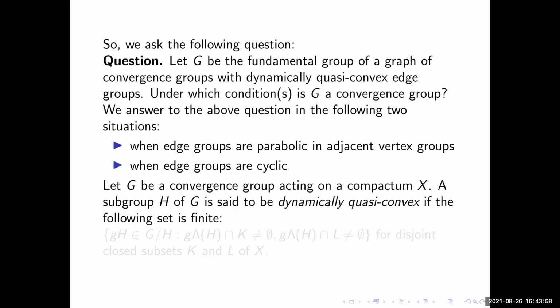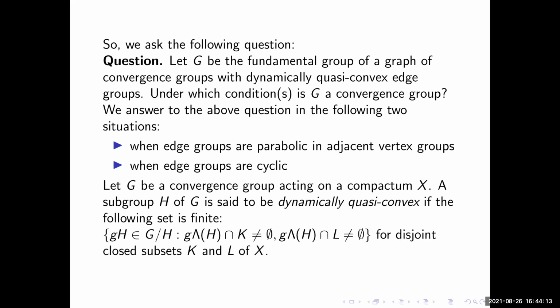Now this is the definition of a dynamically quasi-convex subgroup for a convergence group. Let G be a convergence group acting on a compact space X. A subgroup H is said to be dynamically quasi-convex if the following set is finite: take these cosets, where lambda is the limit set of H in the compactum X, and this set should be finite for disjoint closed subsets K and L of X.